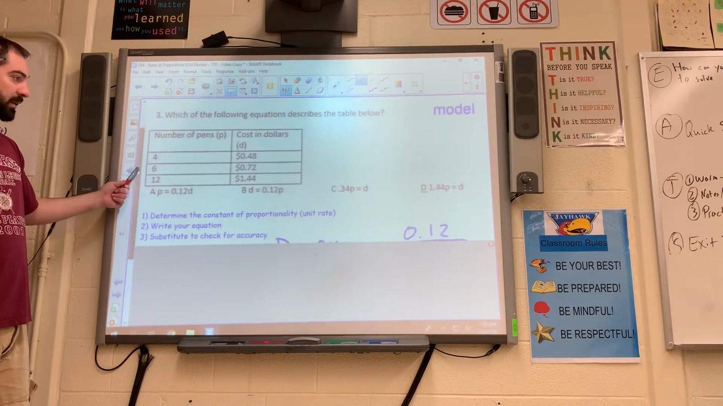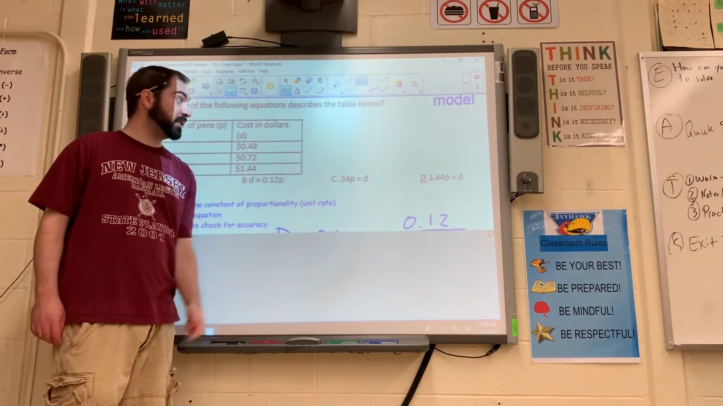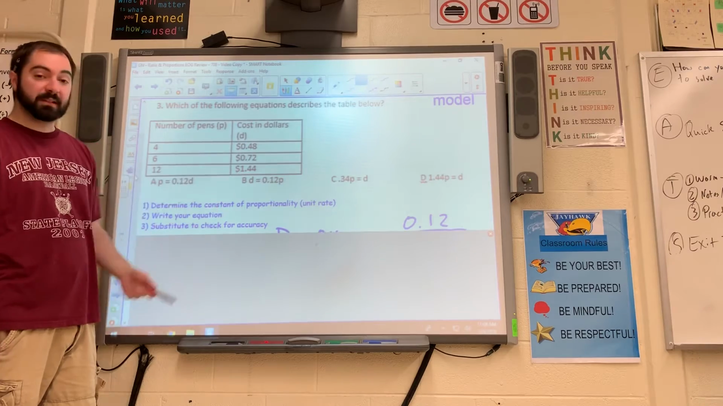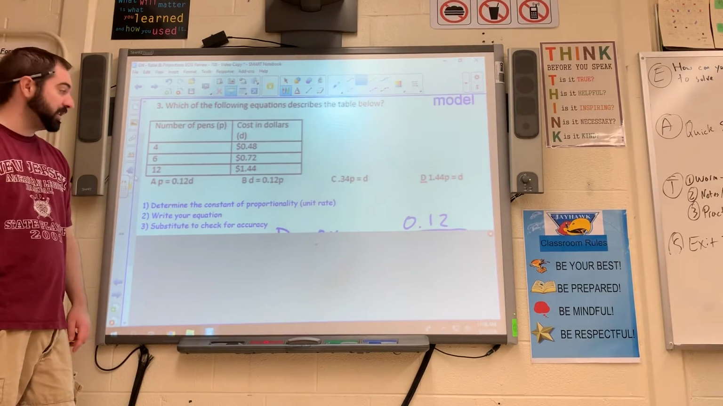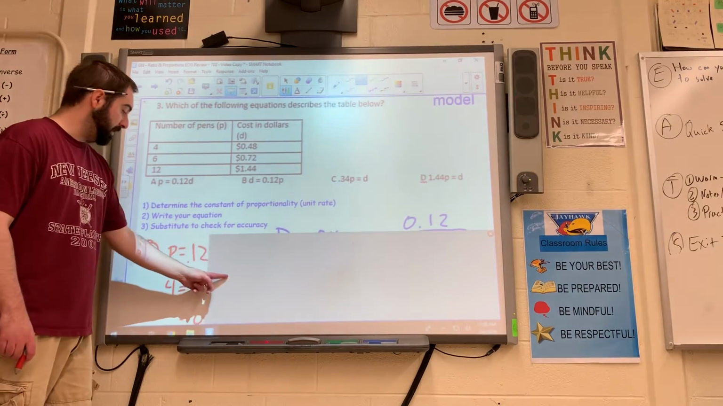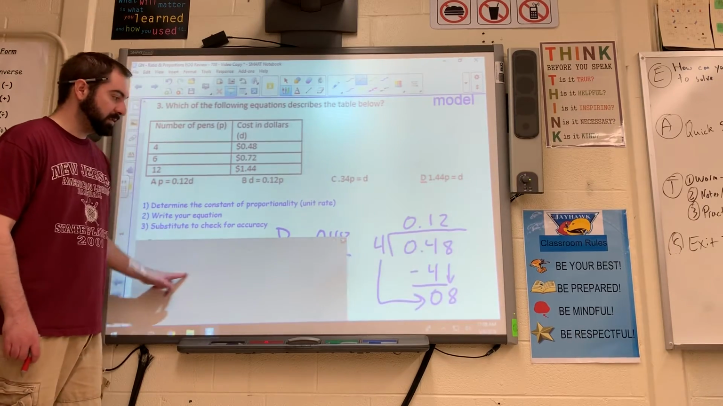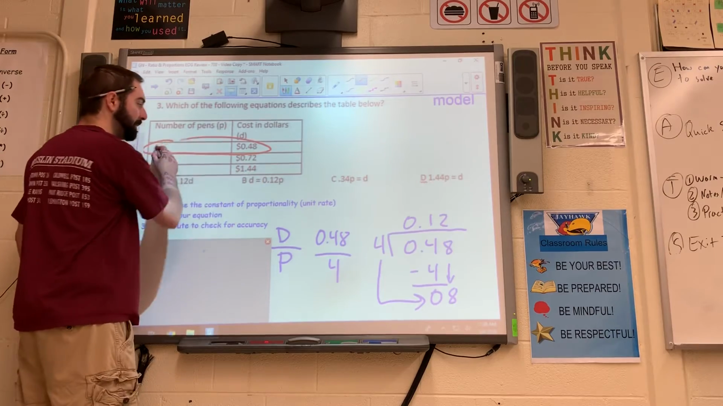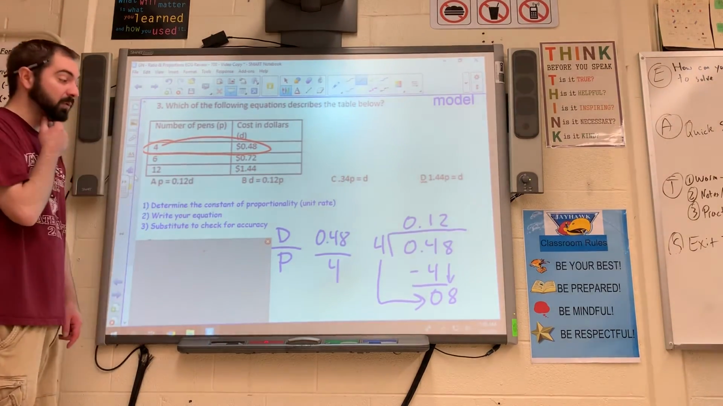Again, tables, I'll show you one. They give you, which of the following equations, A, B, C, or D, shows the table below. We've got number of pens P, cost in dollars D. Well, the first thing I've got to figure out is how much is one pen. So again, I am trying to figure out dollars to pens. So again, it was 48 cents divided by 4. That's the top line. 72 cents divided by 6, or $1.44 divided by 12.